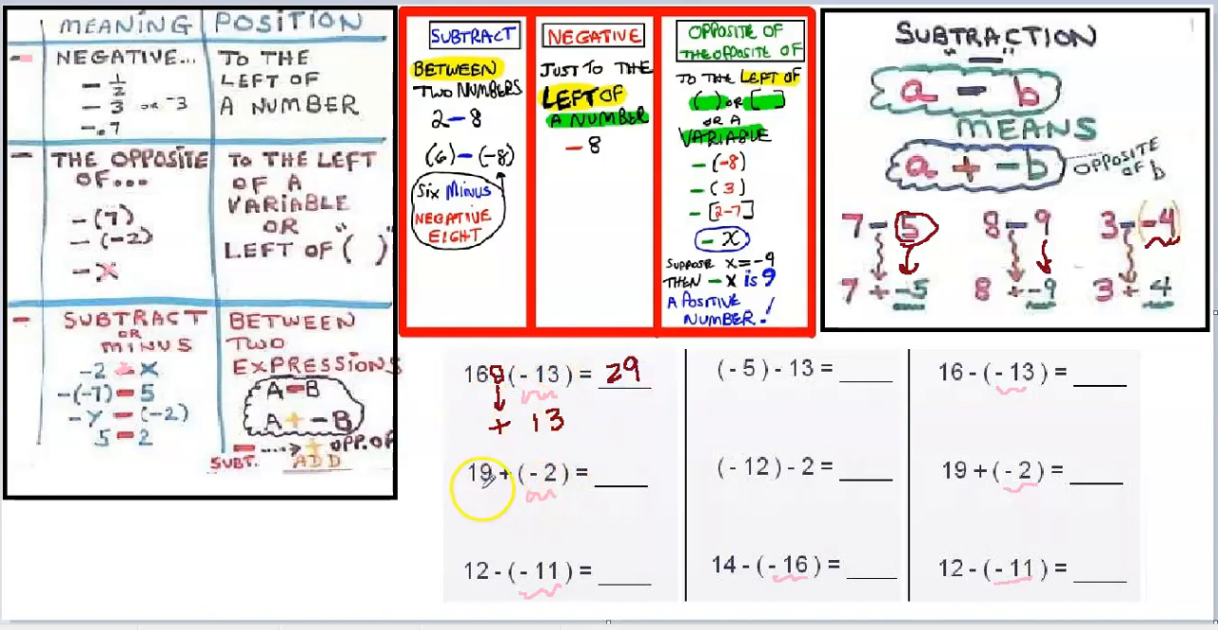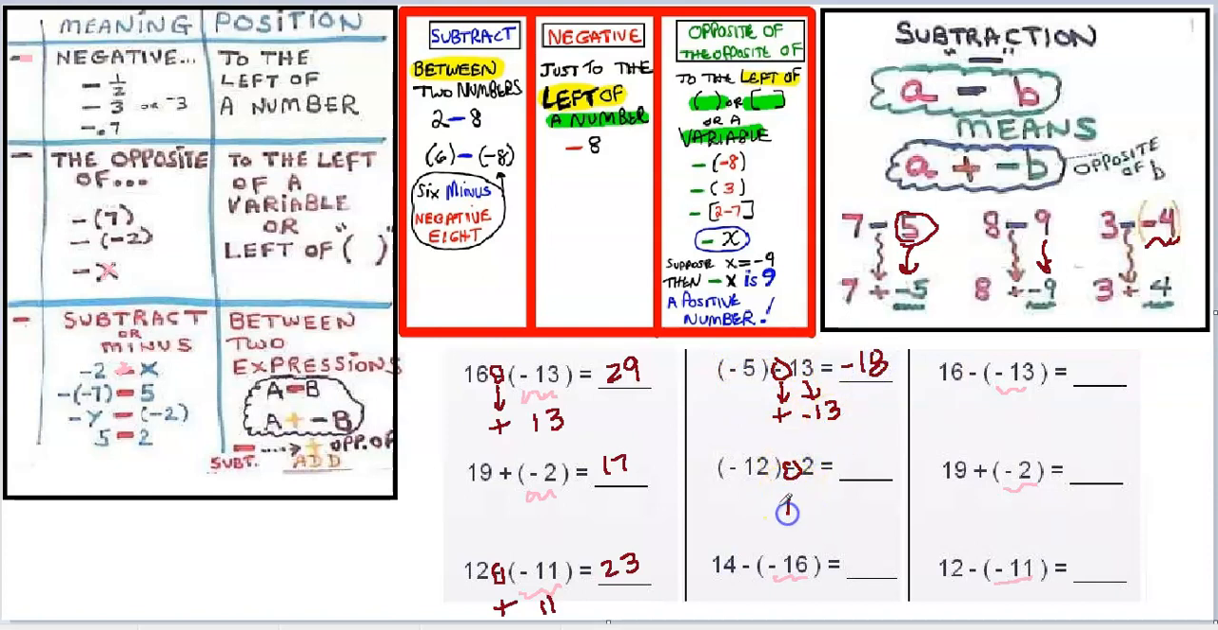This is just an addition problem. 17. This is a subtraction problem. So change it to addition, take the opposite of that, which is 11, and now we have 23 for an answer. Subtract becomes add. Opposite of 13 is negative 13. So now we get a negative 18.